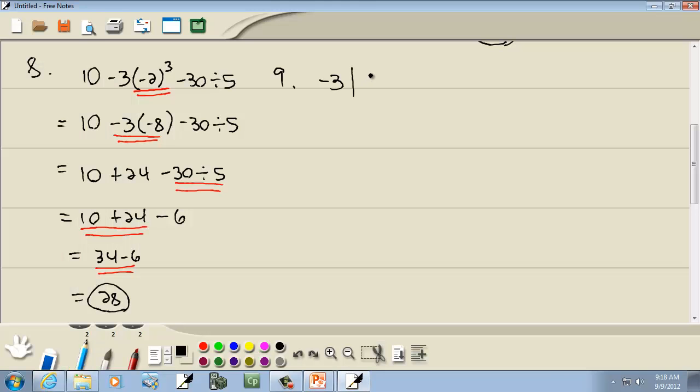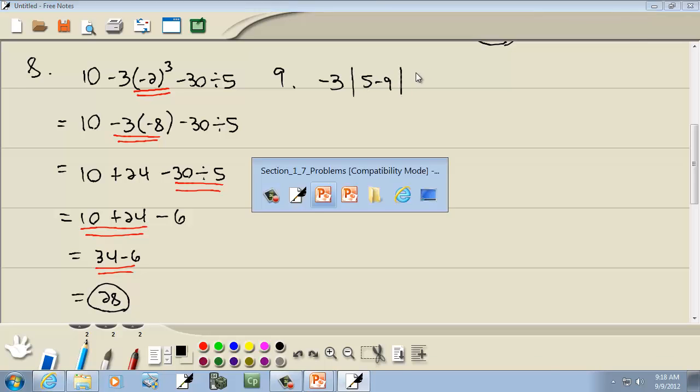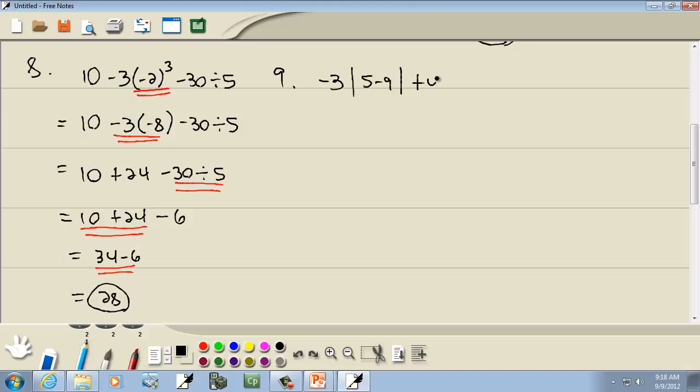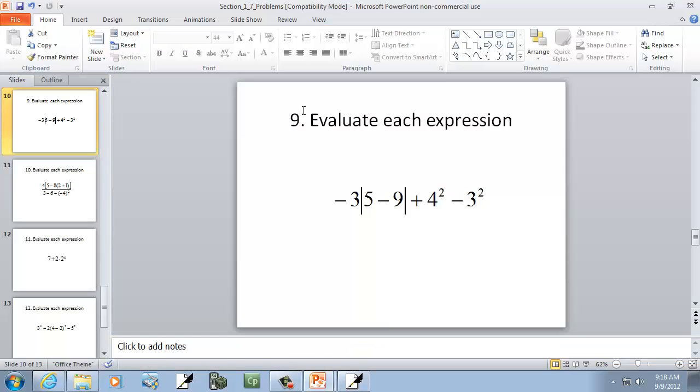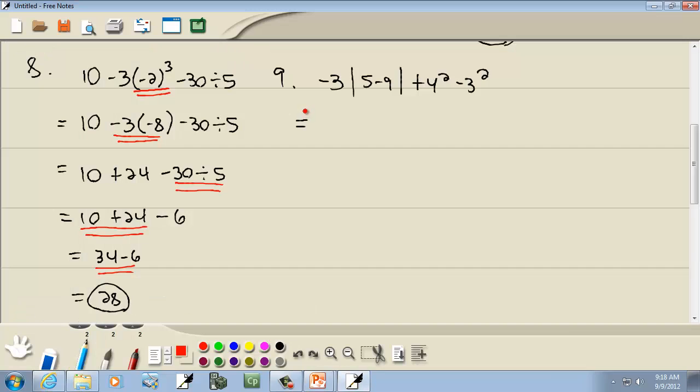Negative 3, and then 5 minus 9, plus 4 squared minus 3 squared. And this shows how to handle the absolute value. The absolute value is a little bit different. We're actually going to do what's inside the absolute value, but we'll also get rid of the absolute value. So, please excuse my dear Aunt Sally. Do what's inside the absolute value. Here's 5 minus 9, which gives us negative 4. Everything else carries down.